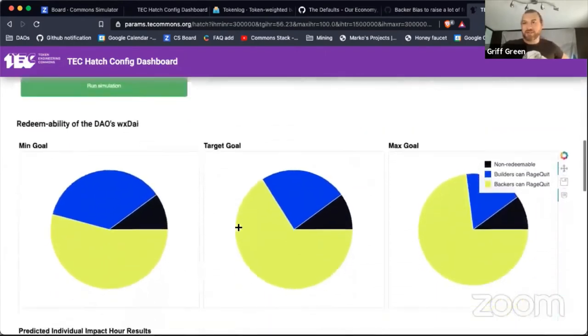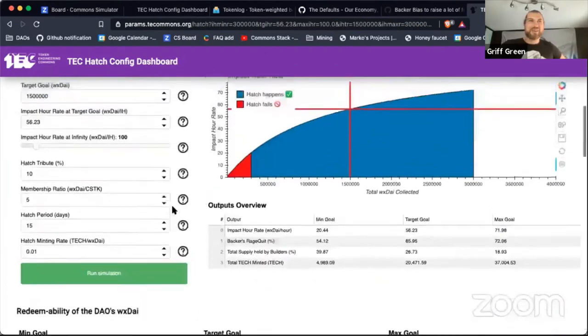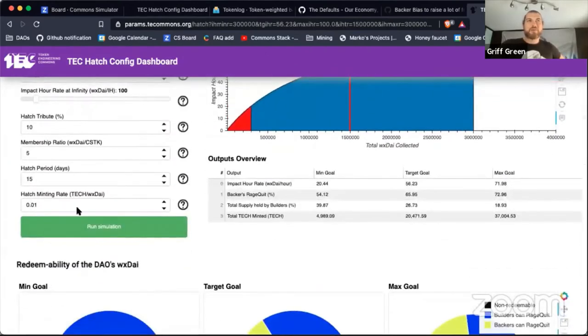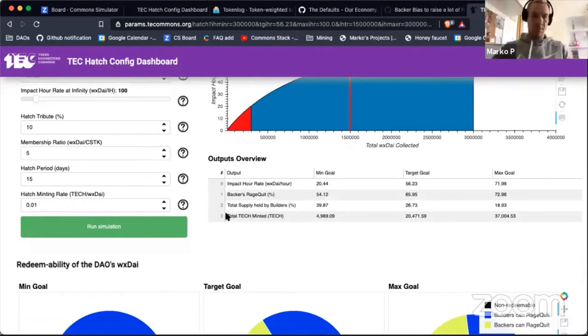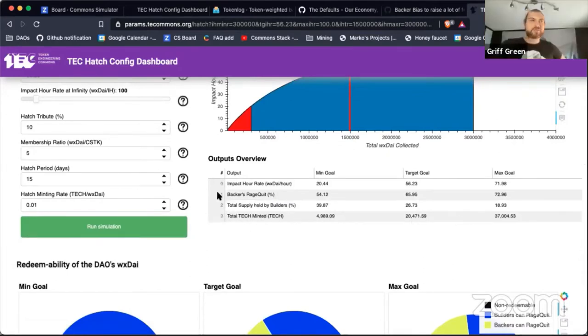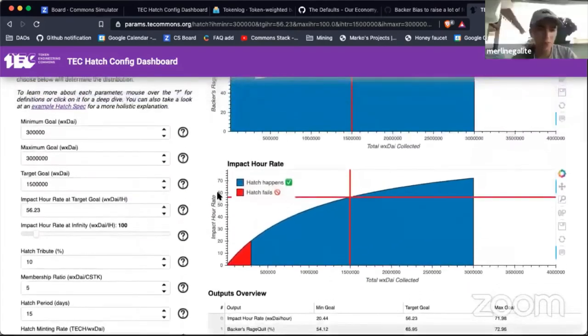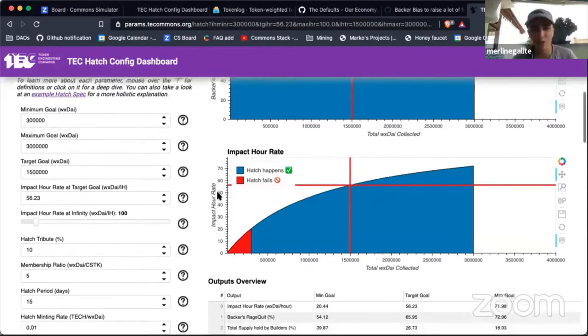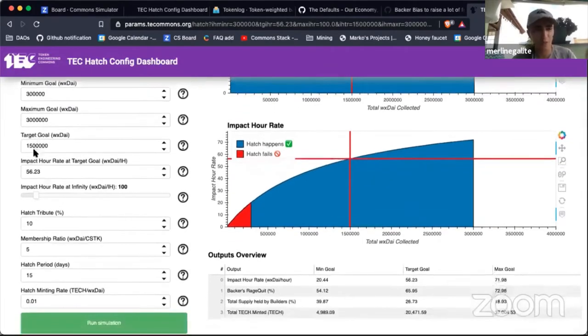I didn't do the best job of explaining this to you guys, I'm sorry. But if you play with the hatch minting rate, you can see this chart where it says total tech minted, and it'll change. Is there some estimation of the best target goal? Because as you mentioned, it's a social thing, but maybe a target goal that's easier to manage or to build the next steps for the team.